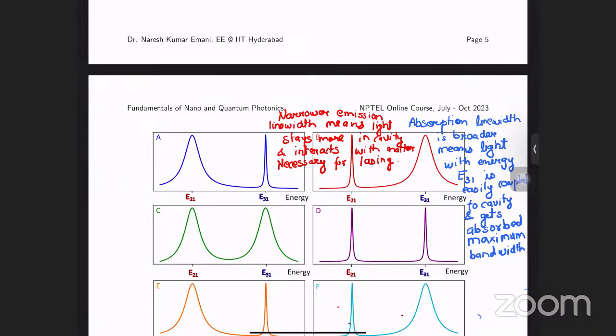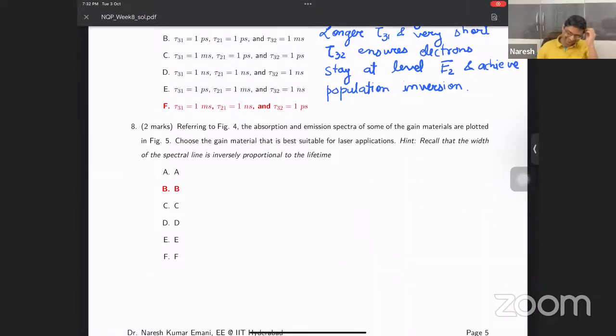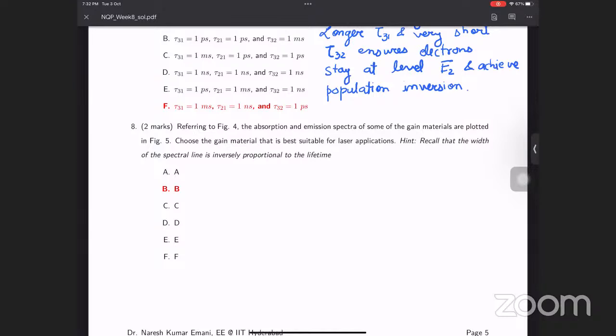Sir, I do have a question here. Actually, the ambiguity is occurring from the hint that has been given in question number 8. What has been given is that the width of the spectral line is inversely proportional to the lifetime. So obviously option B is the correct one, I can understand, because for lasing we need a sharp line, so the line width should be small.